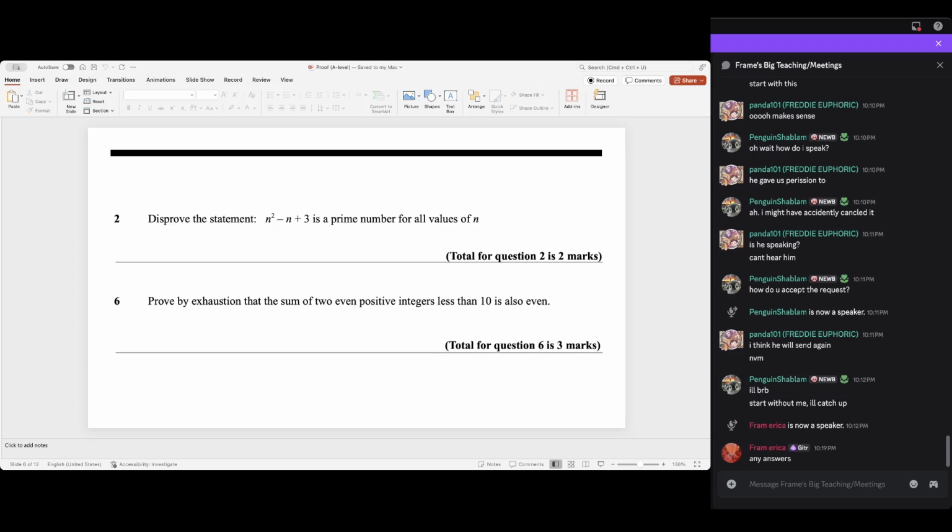I substituted 3 and 4 into it. When doing 3 squared, take 3 and 3, that'll be 9. And also substituting 4: 4 squared, take 4 and 3, I got 15 for that. And those two are not prime numbers.